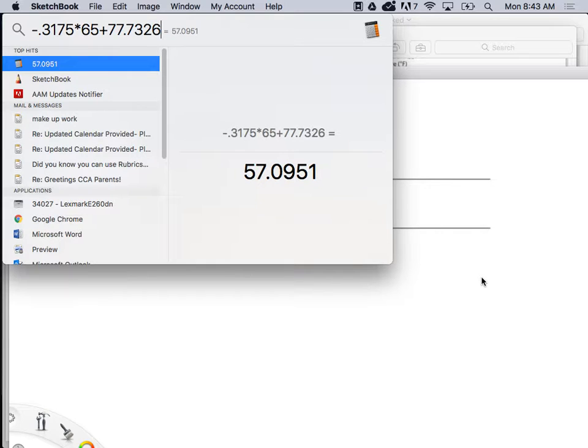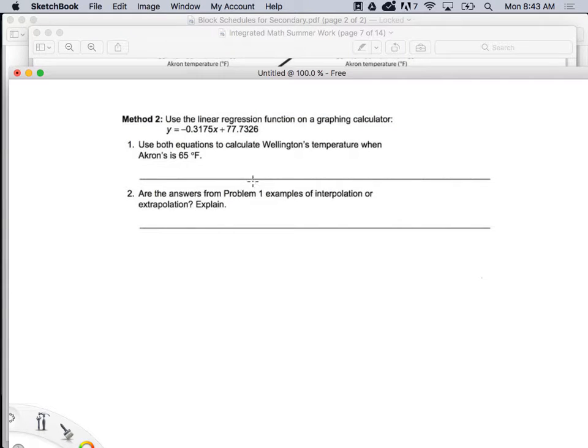I just plugged it in, and I got 57 degrees. Okay? Now, I know you guys know how to plug things in. First off, on this quiz, you guys can bring your calculators, and you can have them sitting on your desk, but you're not going to need your calculator for this quiz. Anyway, the point is, you know how to plug a number into an equation.